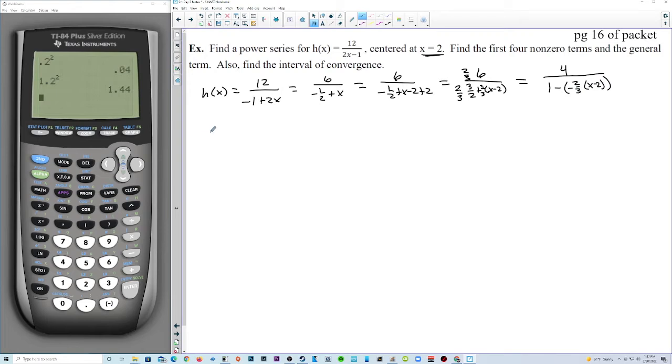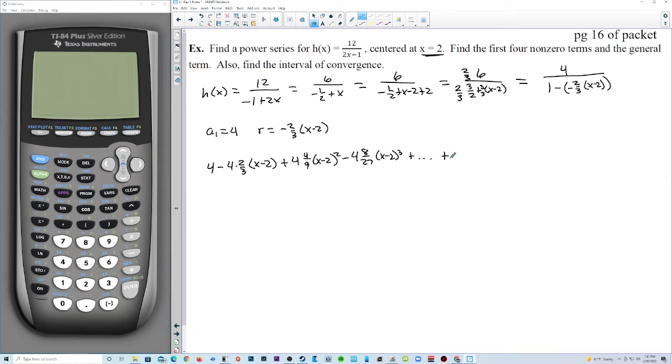Find the first 4 non-zero terms. Well, a sub 1 is 4. And what we're multiplying by is negative 2/3 times x minus 2. So the first term is 4. Then minus 4 times 2/3 times x minus 2. And then plus 4 times 4/9 times x minus 2 squared. And then minus 4 times 8 over 27 times x minus 2 to the third.